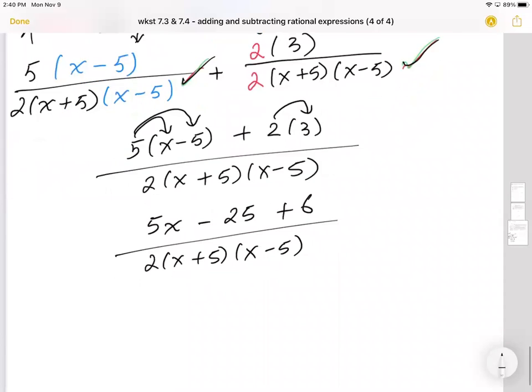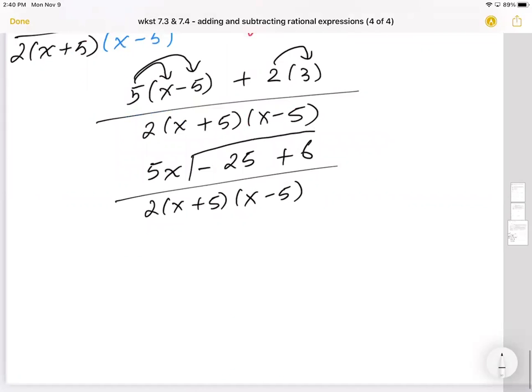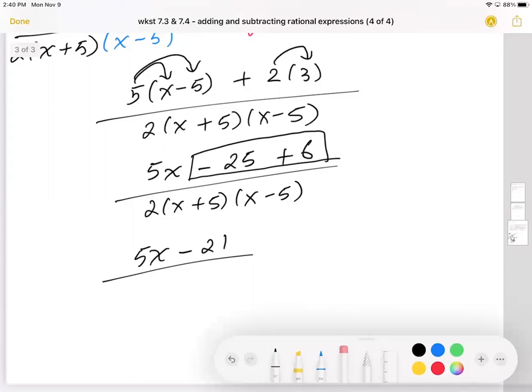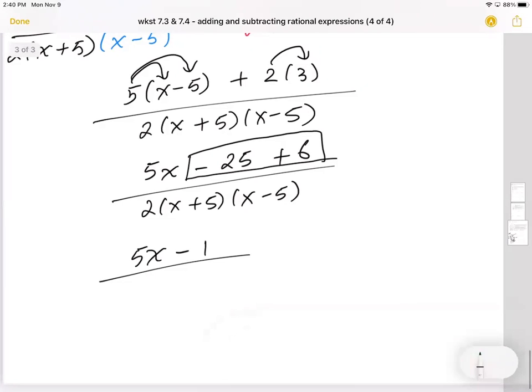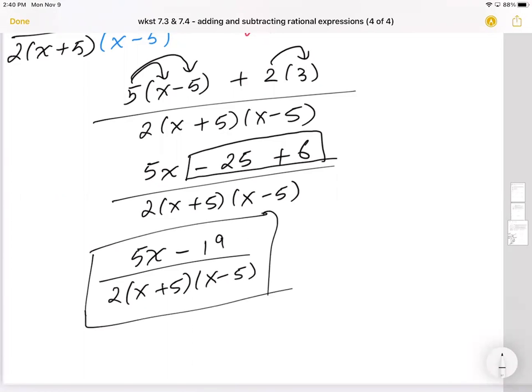And what do we have here? We know that we can combine like terms. If we combine like terms, we have 5x, negative 25 plus 6 gives me negative 19, not 21, sorry, 19. And again, on the bottom, we have 2 times x plus 5 times x minus 5. And like I mentioned to you guys, this will be your answer.